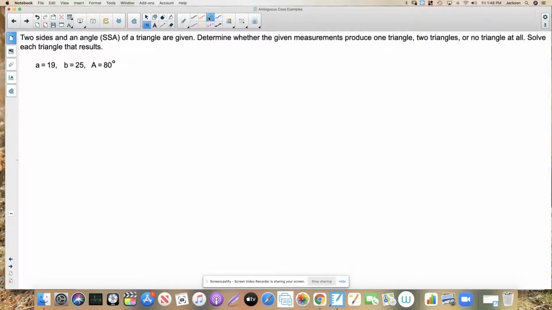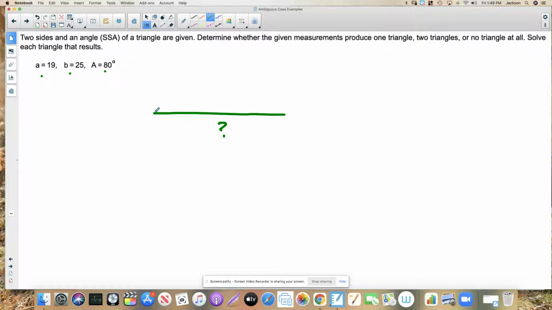Okay, so we have another ambiguous case triangle, two sides and an angle, right? Now let's start with angle A like we have in the past. I'm just going to draw a horizontal line. I don't know how long, this is our third side. I don't know how long this side's supposed to be. But angle A is 80 degrees.